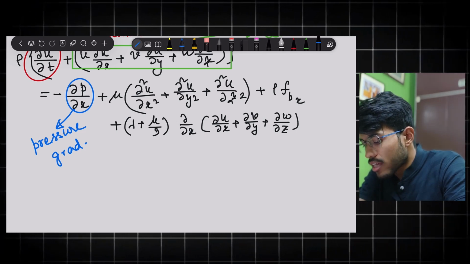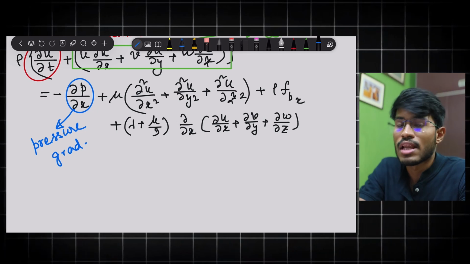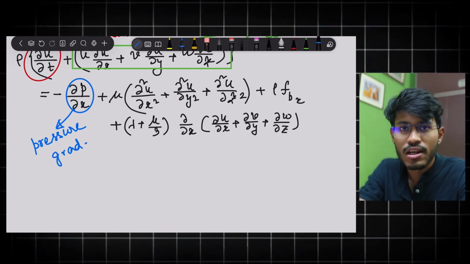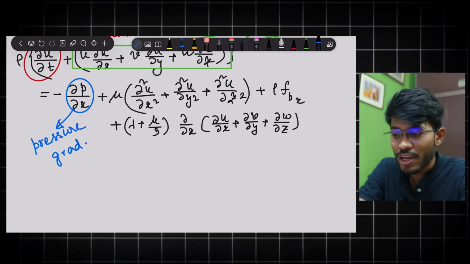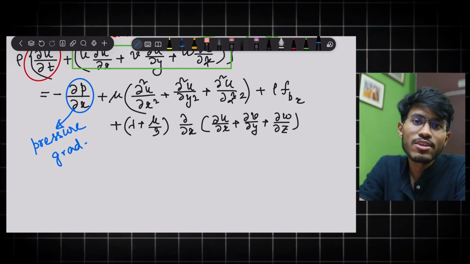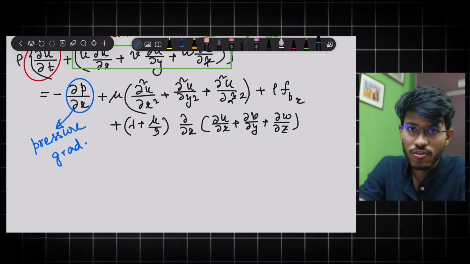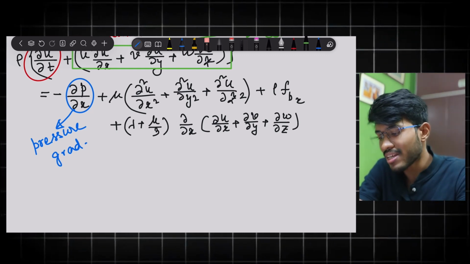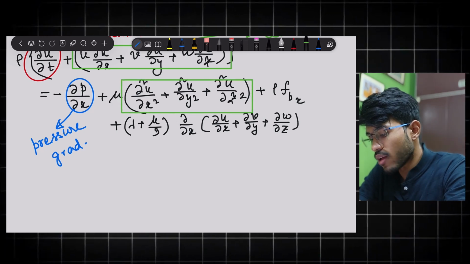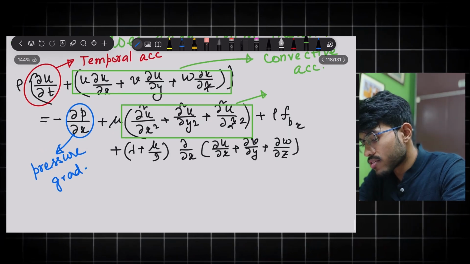Pressure gradient. See, I don't want to teach the Navier-Stokes equation again here, that is why I will be doing things a bit faster. But if you think, okay, bhaiya, we like your teaching and we want you to bring the full derivation of the Navier-Stokes equation, then I can do something for you. But in this video, I am not going to do that. Okay. So now this is the stress part.